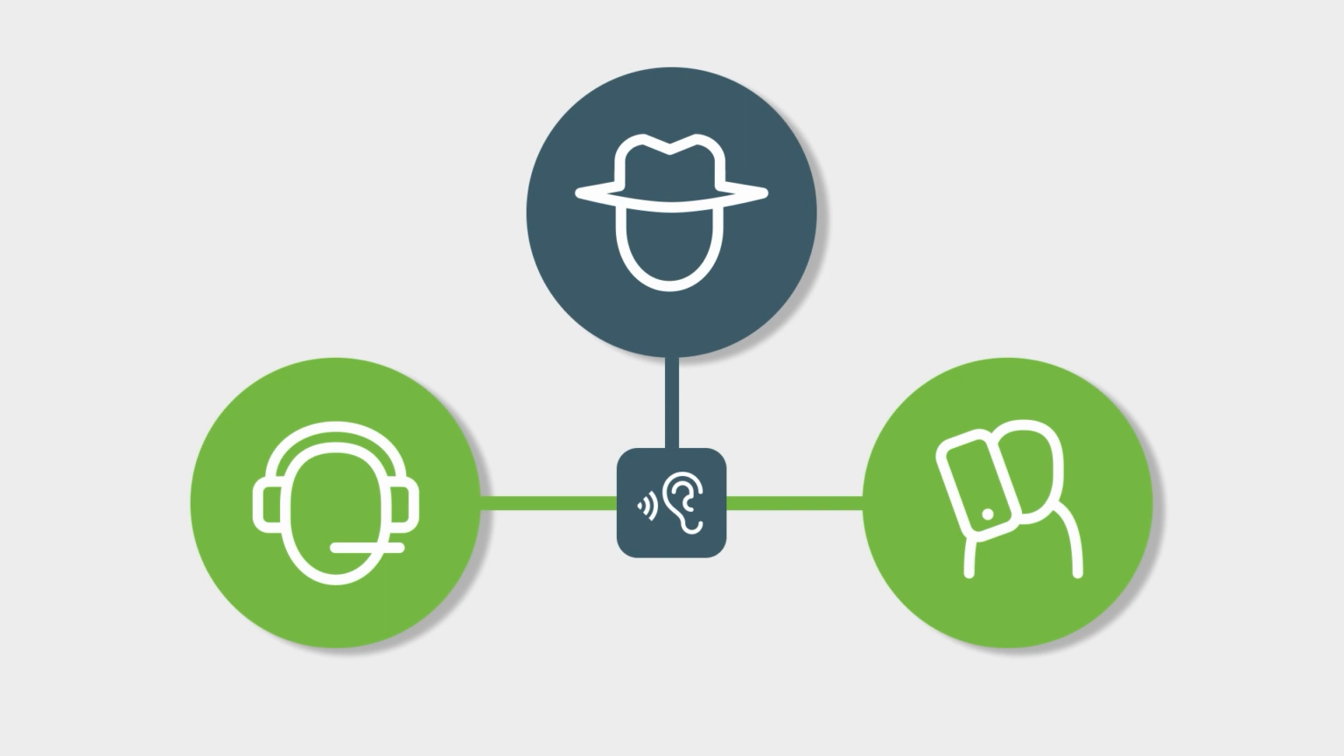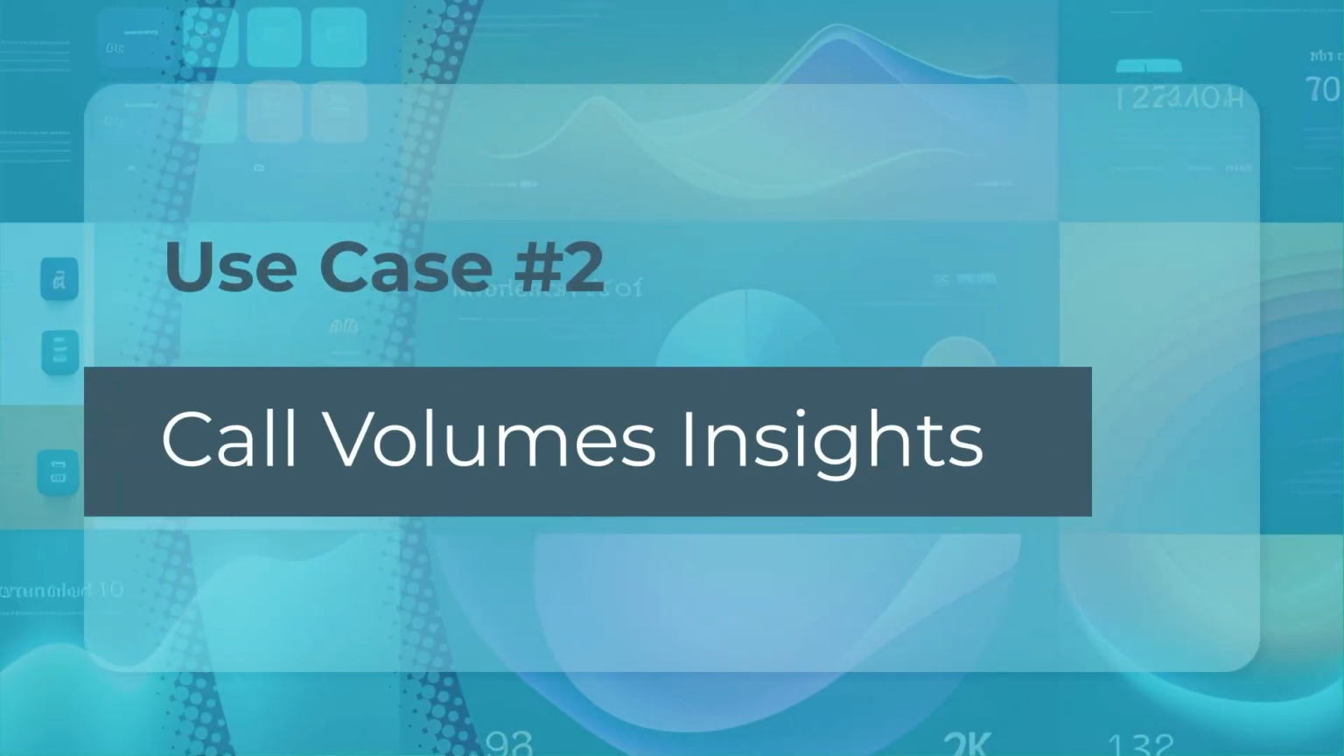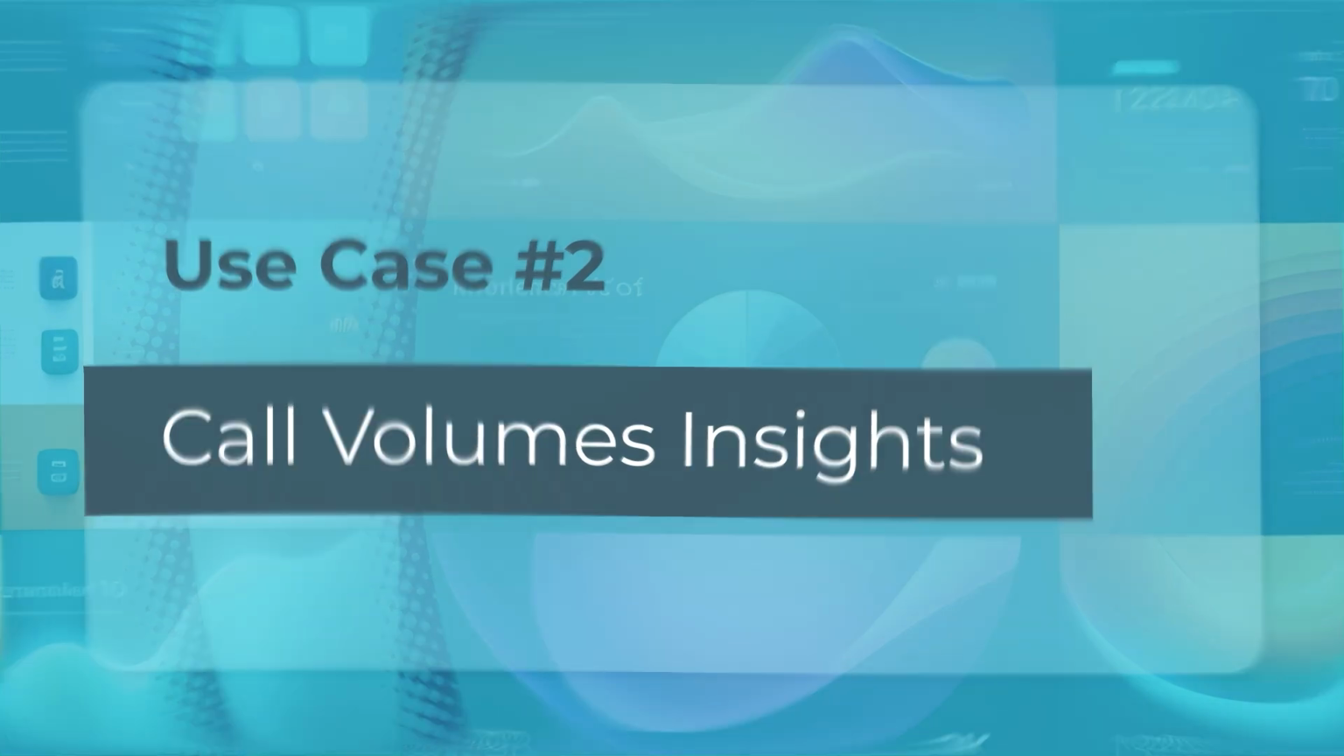And if the manager needs to provide assistance or guidance, they can use *91 to whisper or *92 to barge in. This feature empowers managers to actively supervise and support their agents, ultimately enhancing the quality of customer interactions. And if we are clear with this part, here comes the use case 2, call volume insights.